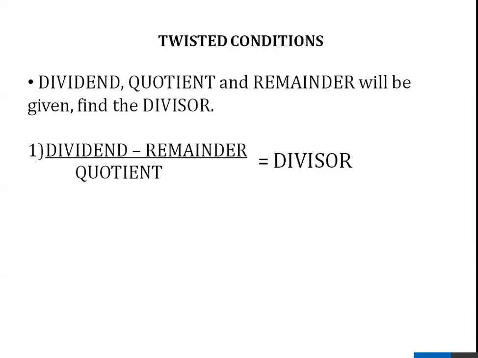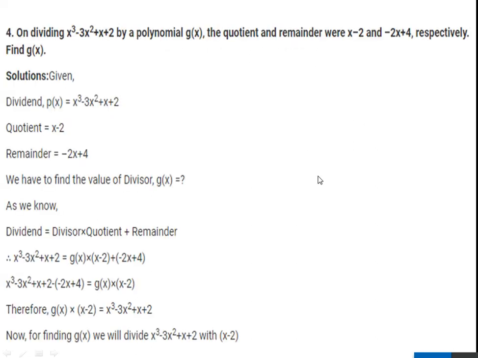The next type of questions which comes in this topic is: dividend, quotient and remainder will be given. Find the divisor. So how will you find the divisor? You should first subtract the remainder from the dividend and then divide that answer by the quotient, equal to divisor. This is the type of question.